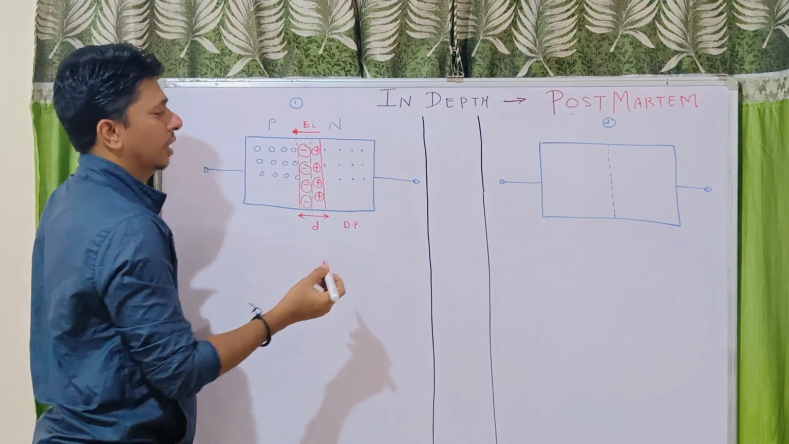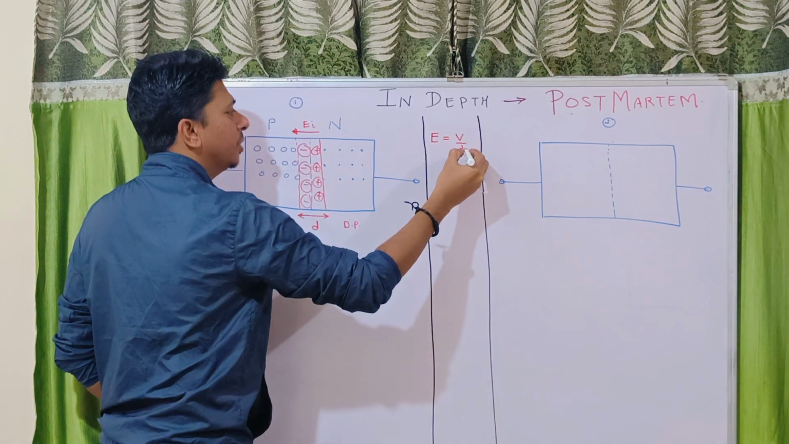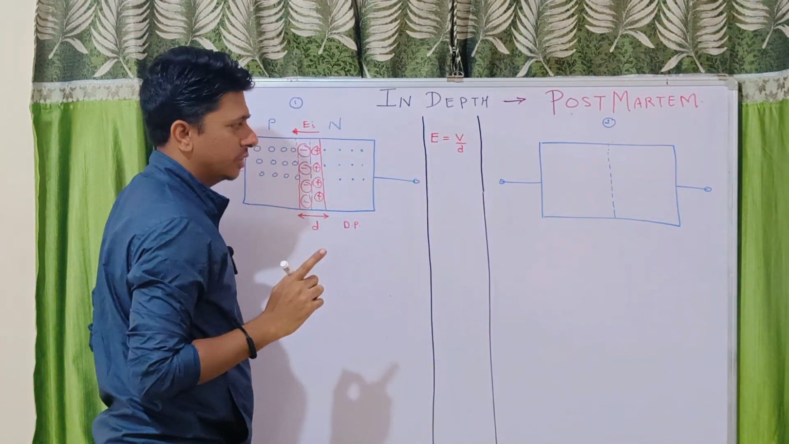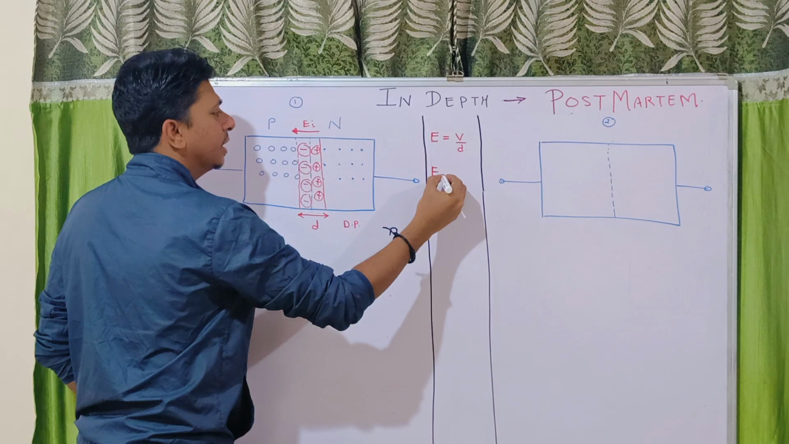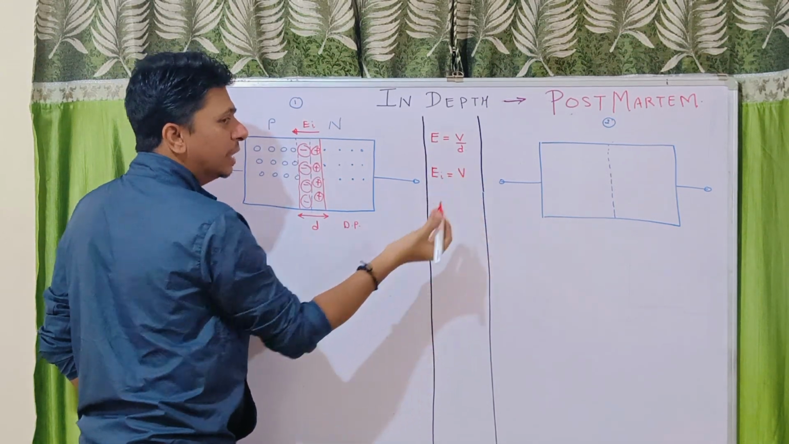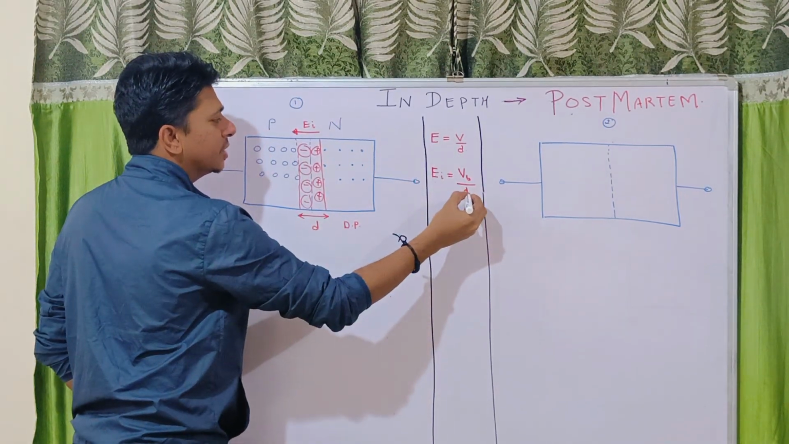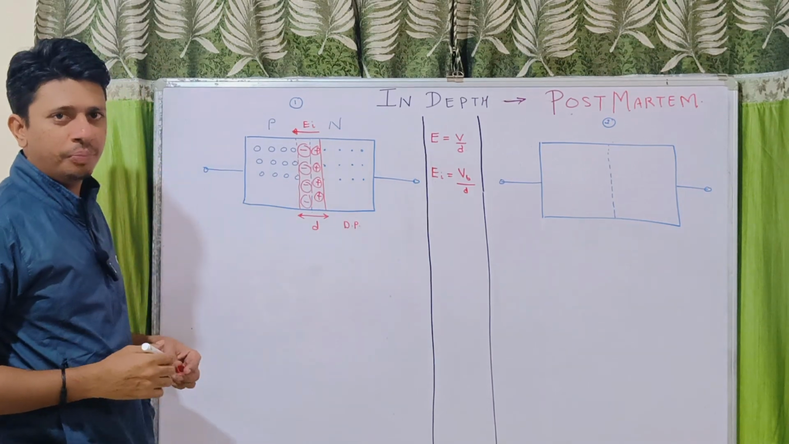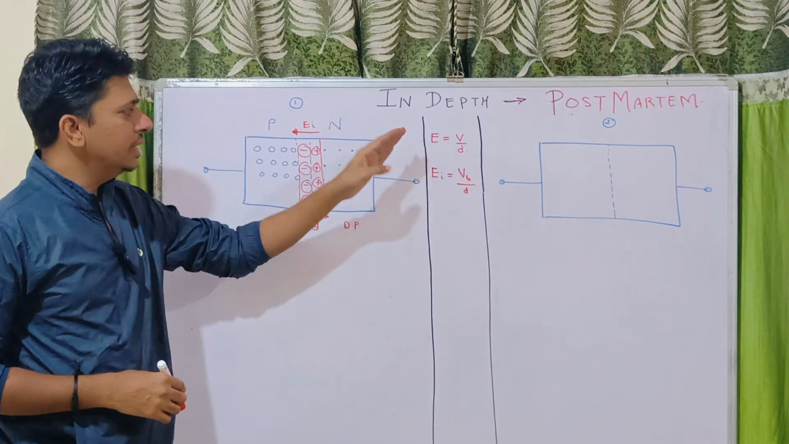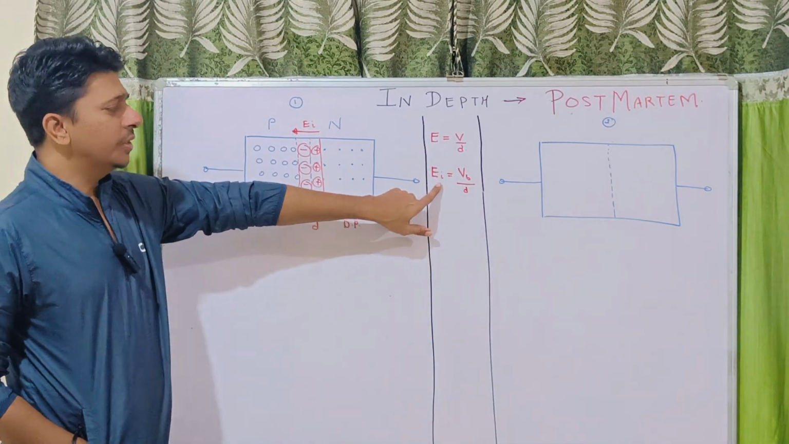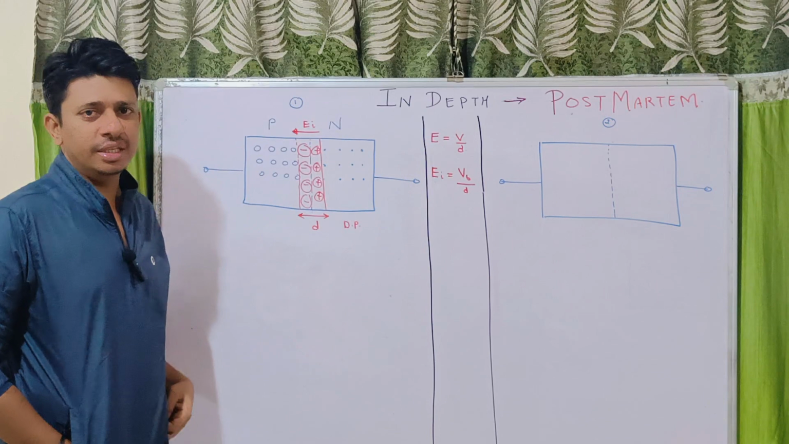Now we know one formula: electric field is equal to V by D, if you remember it from your 12th class concepts. Now I'm going to replace this electric field with the internal electric field, so EI is equal to the built-in potential VB divided by D, the thickness of the depletion region. Now I will be using this formula to explain each and every concept. Remember this formula, E is equal to V by D. So the internal electric field depends on the built-in potential VB as well as on D.